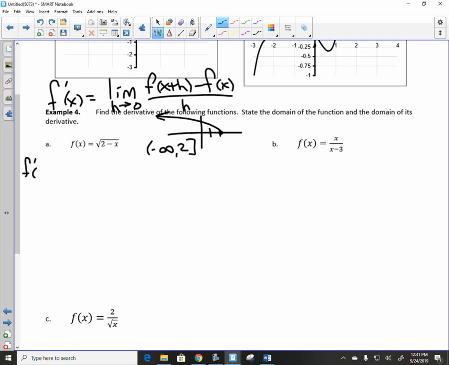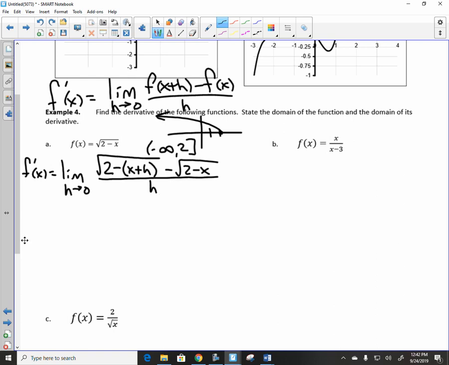F prime of x is equal to the limit as h approaches 0 of, and I use that definition, I plug in x plus h. And it gets me the square root of 2 minus the quantity x plus h, then minus the square root of 2 minus x, over h. Guess what would happen if I plugged in 0 right now? You would get 0 over 0. That's an indeterminate value, which we do not know.